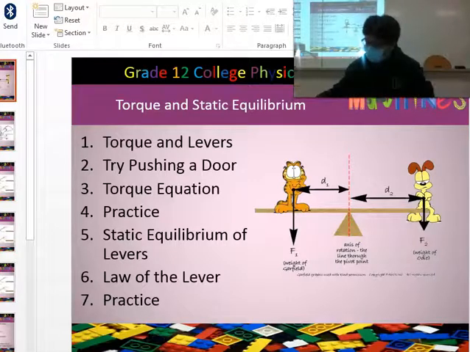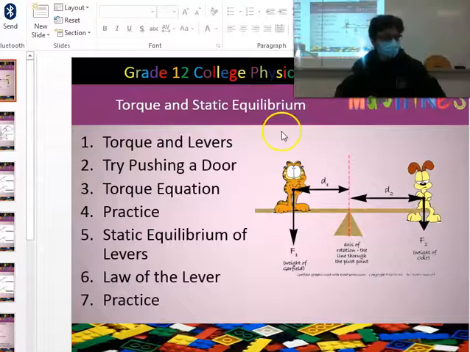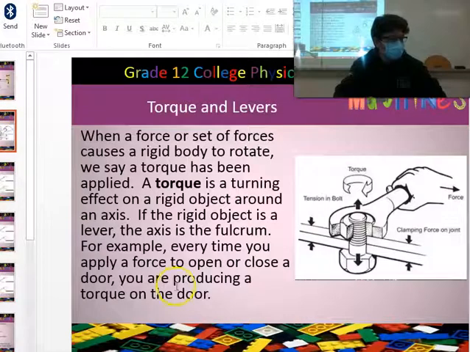All right, so today we're going to be learning about torque, because it applies to the levers that we were talking about in our previous class. For example, here I have a lever with Garfield and Nodi, and they're each supplying a torque. Now, a torque is just a force which causes something to rotate.